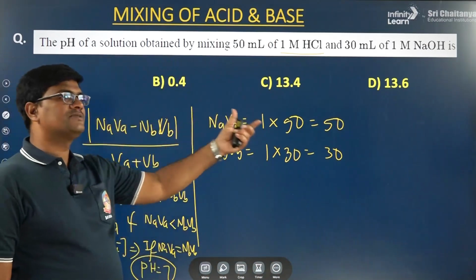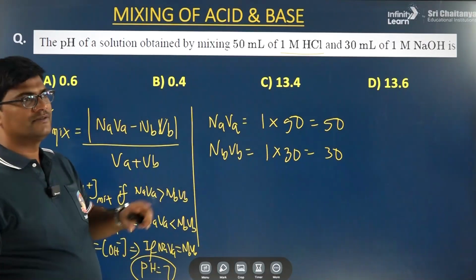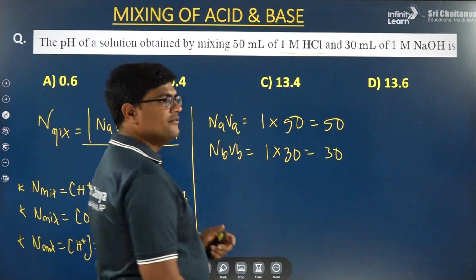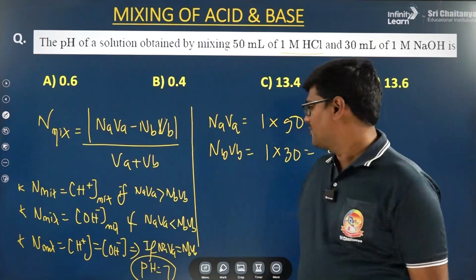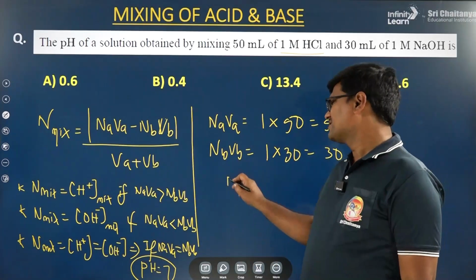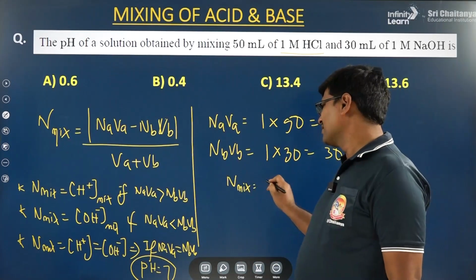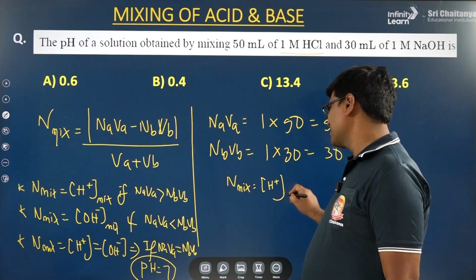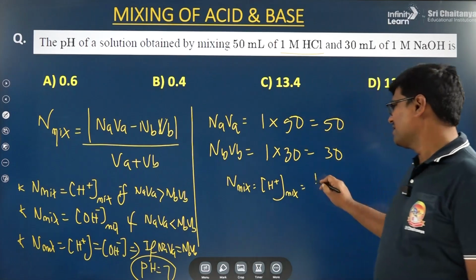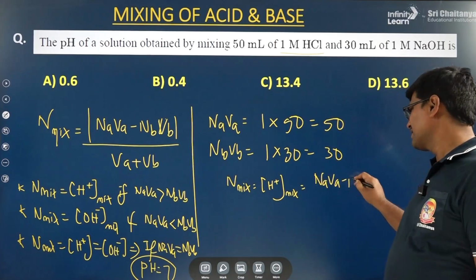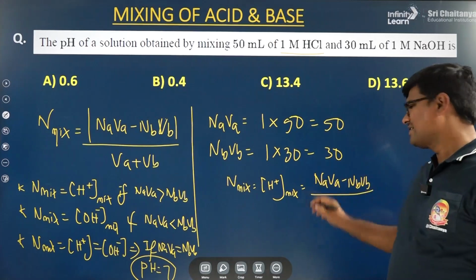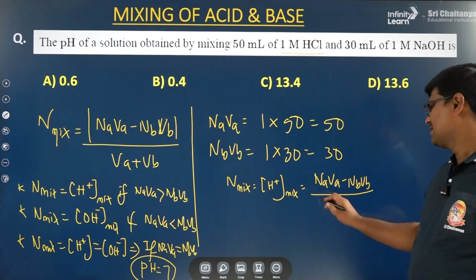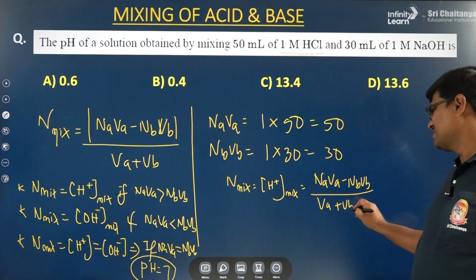Now let us go for the problem. Here NaVa is 50, NBVB is 30. That means 50 is greater than 30, that we know. So NaVa dominates NBVB. Therefore, what happens to the Nmix now in the above problem? That is equal to H plus ion concentration in the mixture. That is equal to NaVa minus NBVB, divided by Va plus Vb.